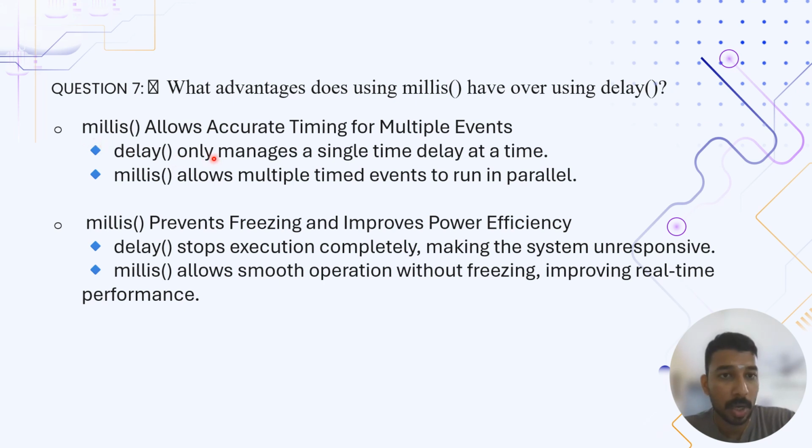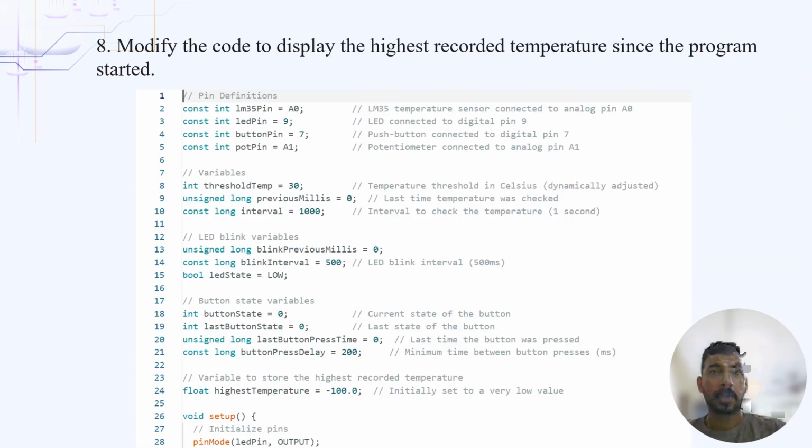Next, millis also allows accurate timing for multiple events. Delay only manages a single time delay at a time. However, millis allows multiple timed events to run in parallel. Millis also prevents freezing and improves power efficiency. Delay stops the whole execution completely, making the system unresponsive. Millis allows smooth operation without freezing, improving real-time performance.